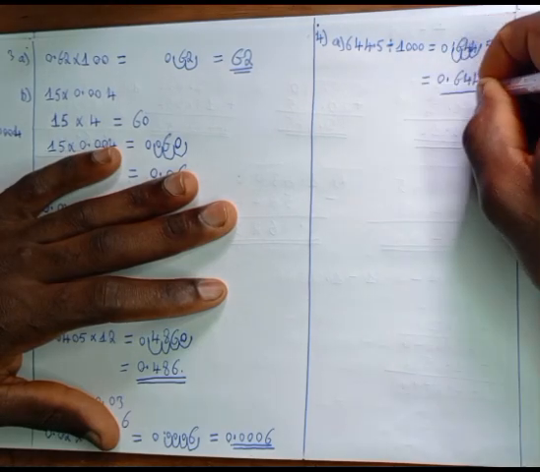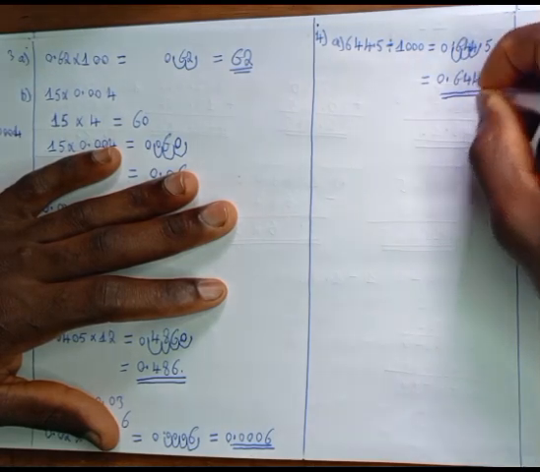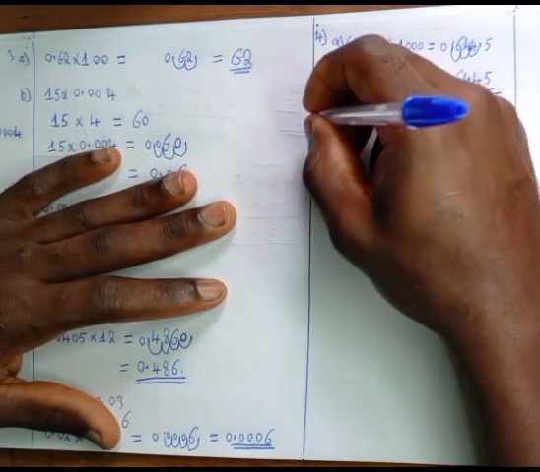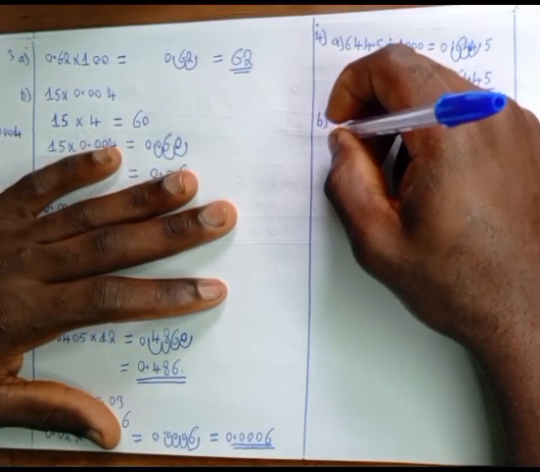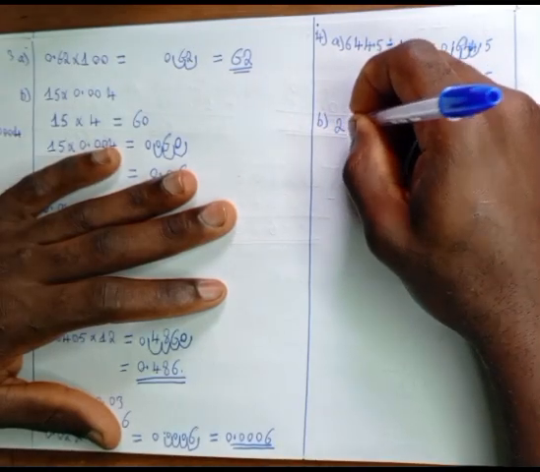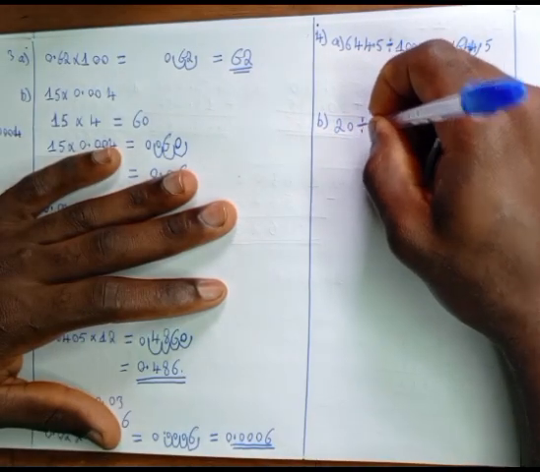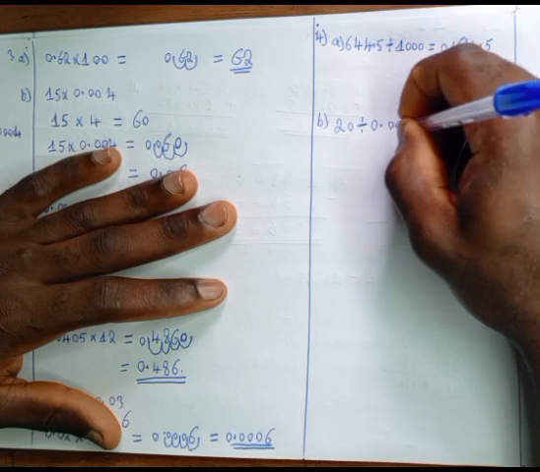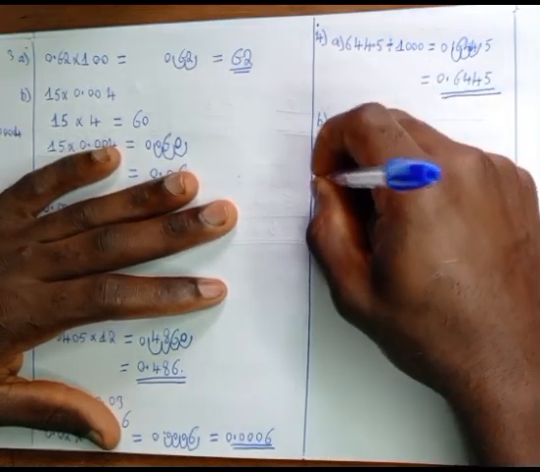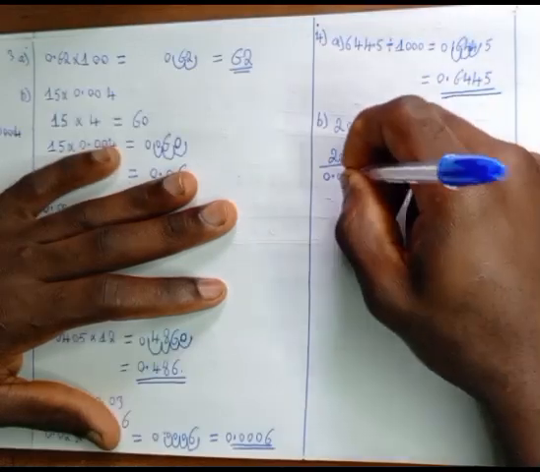So this will be equal to 0.6445. This 0 here is simply indicating that the whole number part is 0. We go now to question B. For B, we have 20 divided by 0.005.